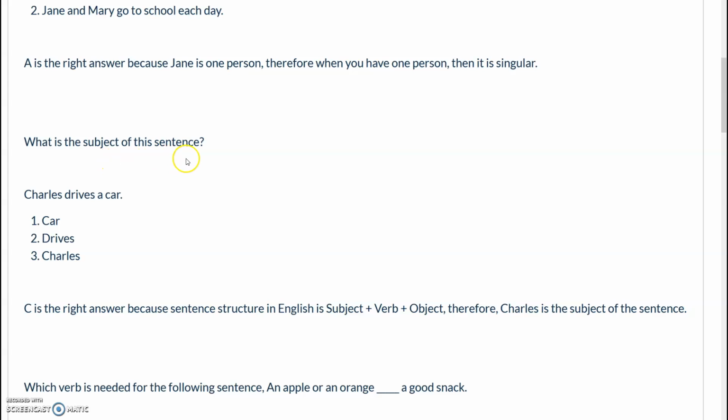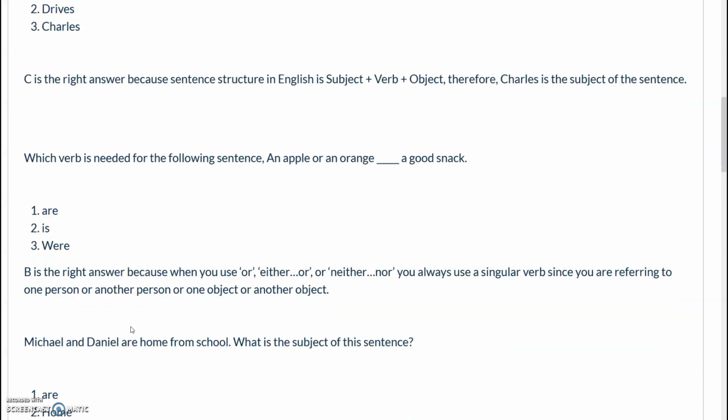What is the subject of this sentence? And so remember that a subject is a person, place, or thing. A subject is always a noun, which is a person, place, or thing. And it always comes before the verb. The subject, for the most part, comes before the verb. So in this sentence, Charles drives a car. In this case, the subject is Charles, the verb is drives, and car is the object. So Charles drives a car. So C is the right answer.